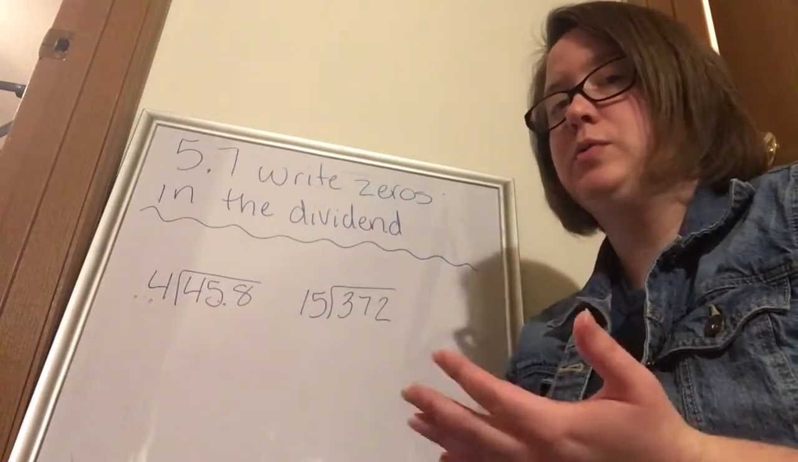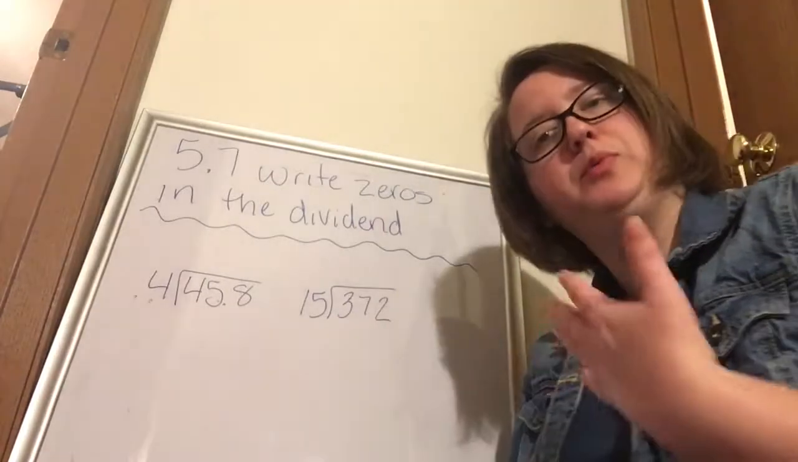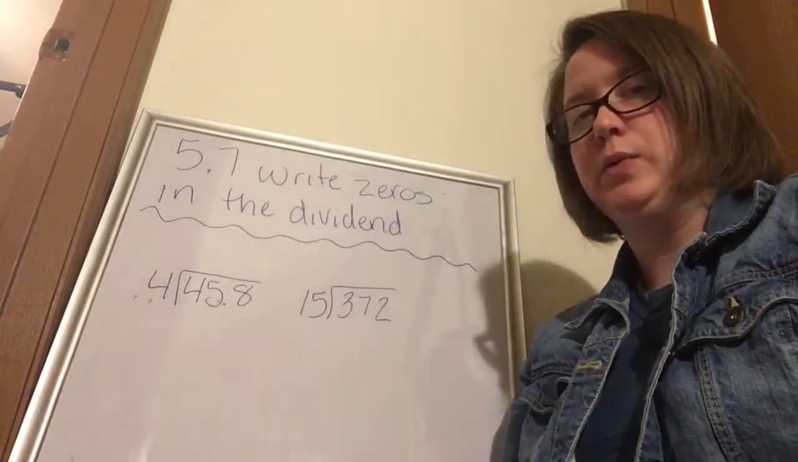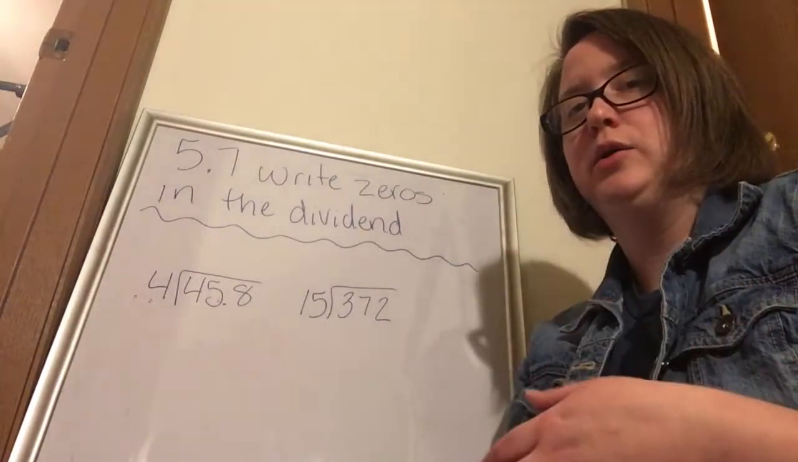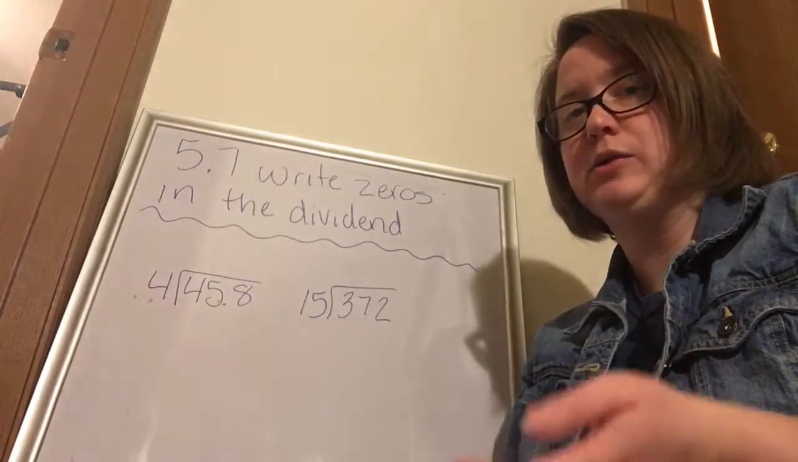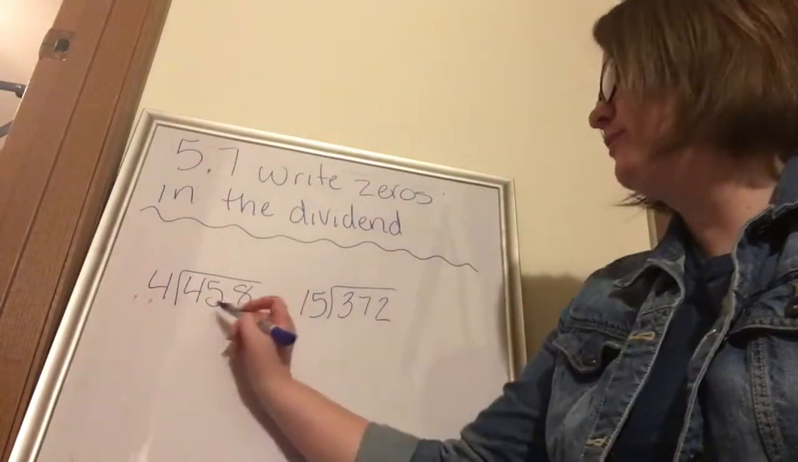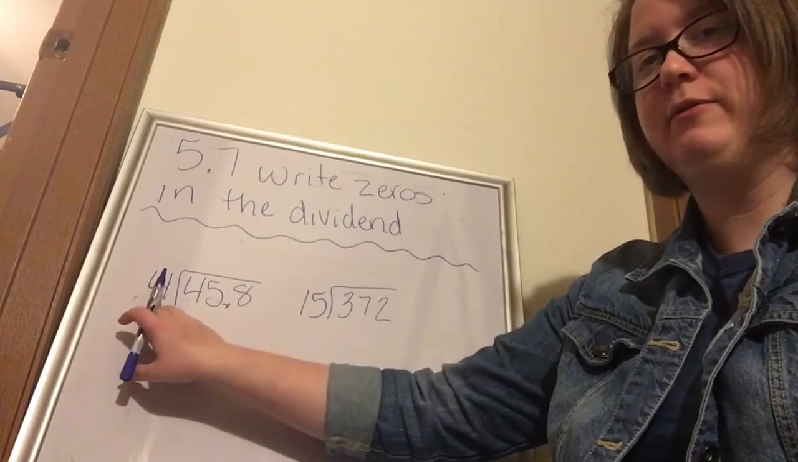So then this would also work with whole numbers as well. So we're going to look at one problem where there's a decimal, one problem that is both whole numbers, and we're going to see how this turns out. And in order to help us solve this, we'll be adding zeros to our dividend. So our first problem is 45 and 8/10 divided by 4.